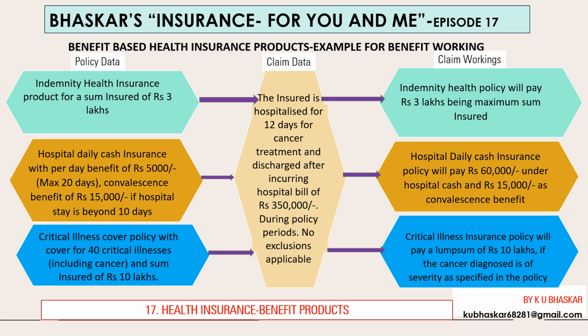And a third policy of critical illness cover where the policy covers 40 critical illnesses including cancer and sum insured of rupees 10 lakhs. Assume that the insured covered under all these three policies is hospitalized for 12 days for cancer treatment and discharged after incurring a hospital bill of rupees 3,50,000 during the policy period. And let us also assume that no exclusions are applicable in this particular case.